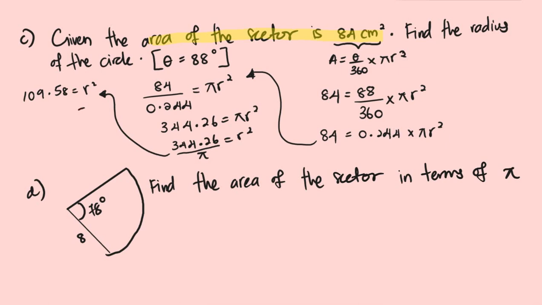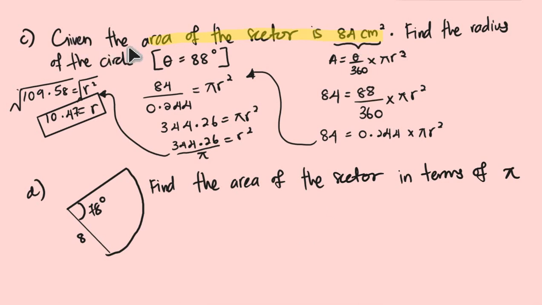So how do I find r? I will square root. What undoes a square is a square root. So I'll square root it. So r would be the square root of this. Hence my radius is only 10.47 after rounding off. So this is my answer.